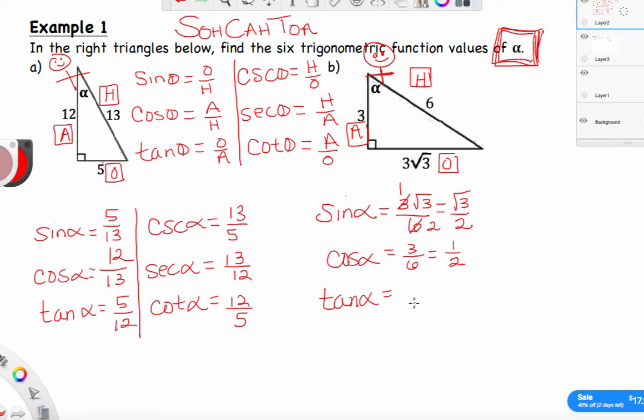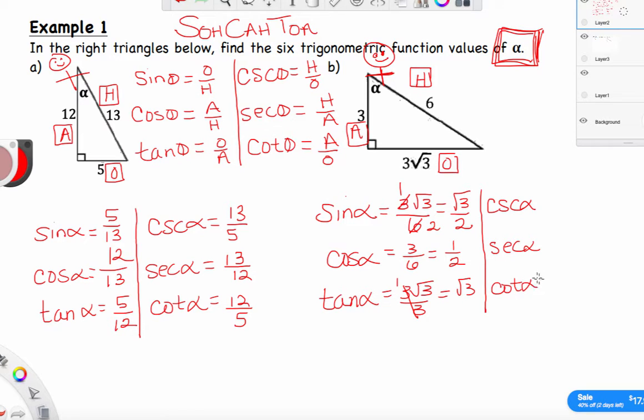And then we have tangent, which is O over A, and my O over A is 3 root 3 over 3. And then I can cancel out my 3's. 3 divided by 3 is technically 1, and then 1 times root 3 is just root 3. So I'm going to put a little bar here. I don't always do that just because I'm squishing all my work together. So a little separator, and then we'll go ahead and make an assembly line for cosecant, secant, and cotangent.